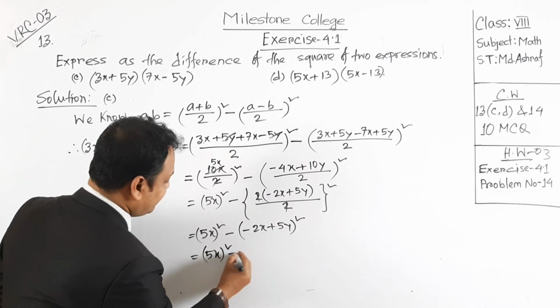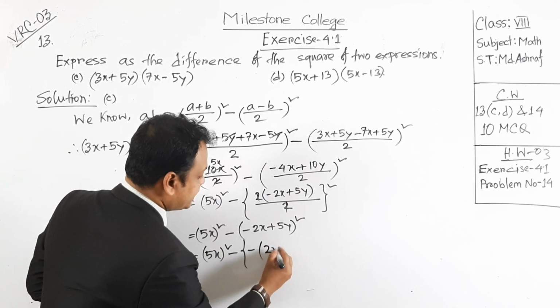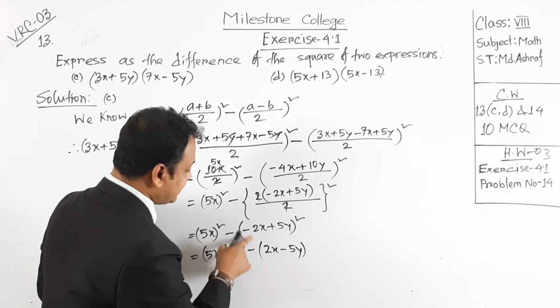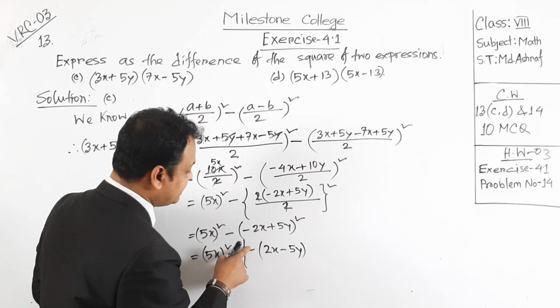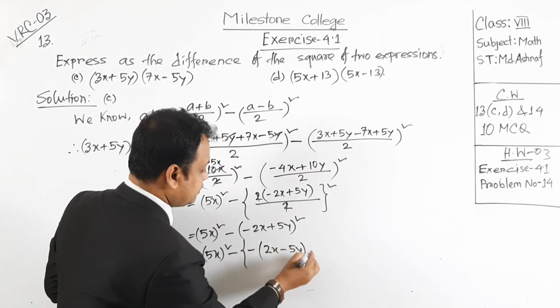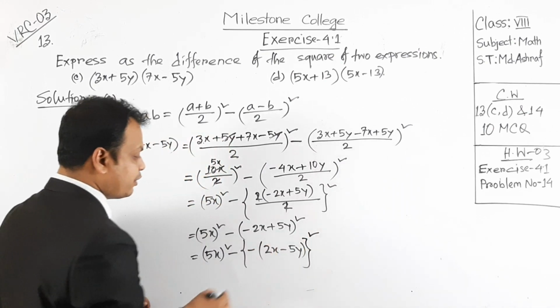5x whole square minus. Take common minus from here, then what will you get? 2x minus 5y. Here minus sign, minus will be plus, plus 2x, and this minus and plus will be multiplied. Then plus minus will be minus 5y. Enclose this one by second bracket and plus 1. So we have got this part.